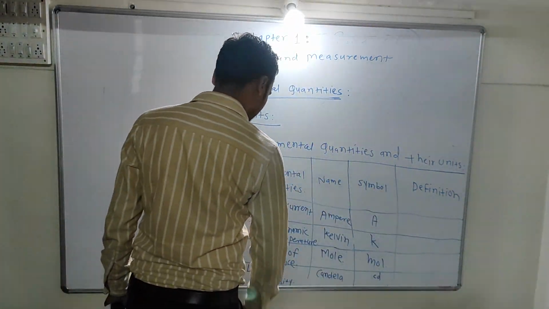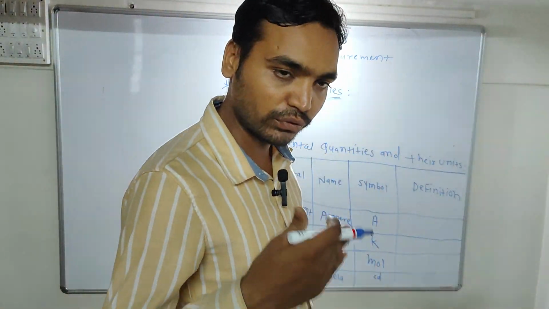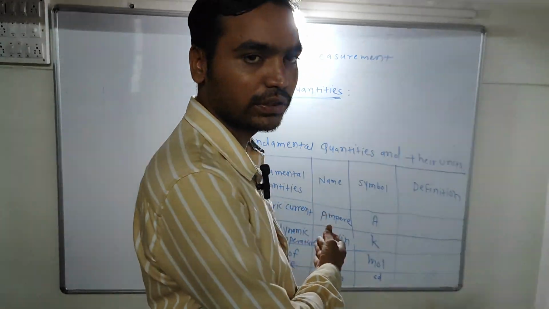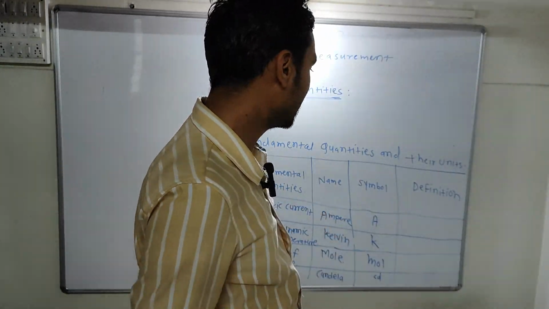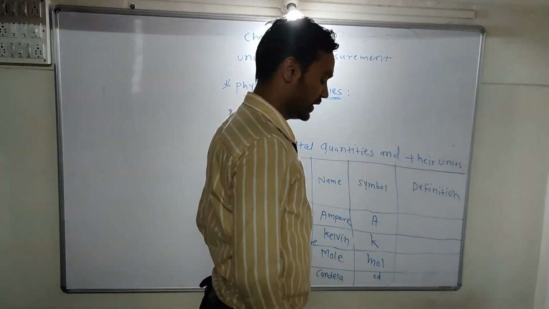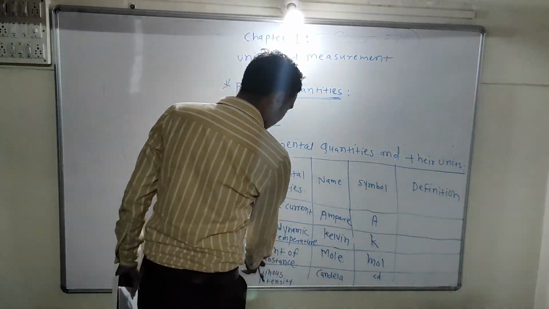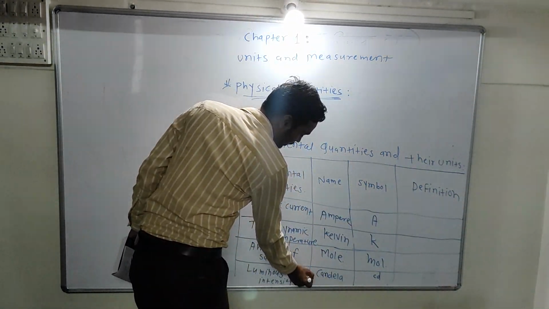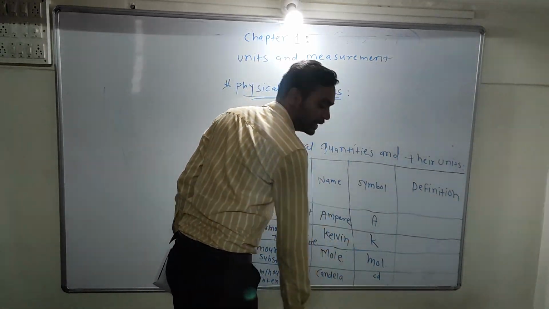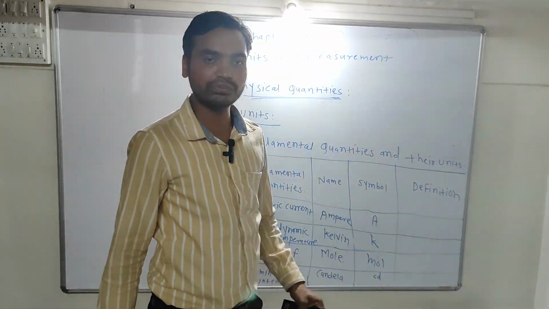Then we have to see the luminous intensity. What is meant by the luminous intensity? We have to see later. Today we have to see the unit for the luminous intensity, the symbol of that unit, and the definition of the candela. The unit is candela, right? Then the symbol for candela is cd. Then the definition of the candela we have to see.